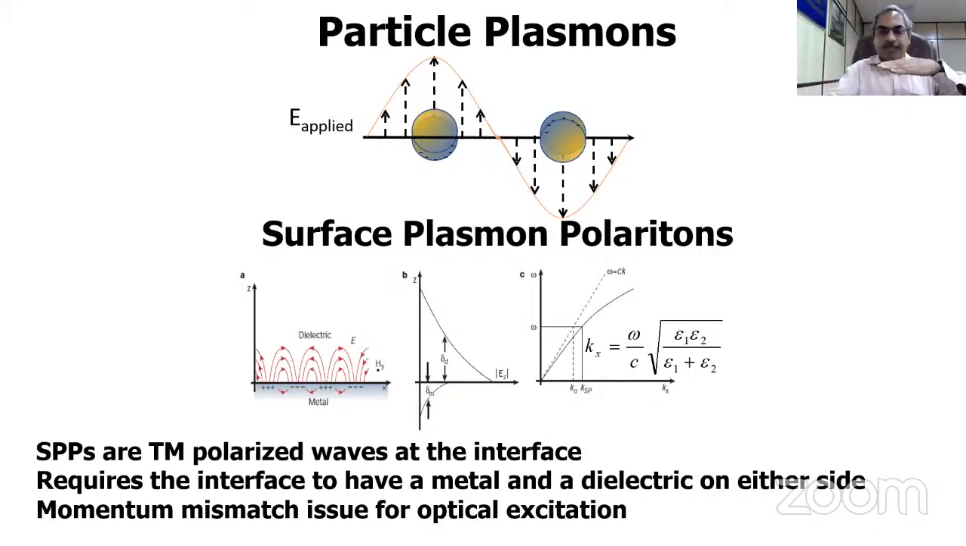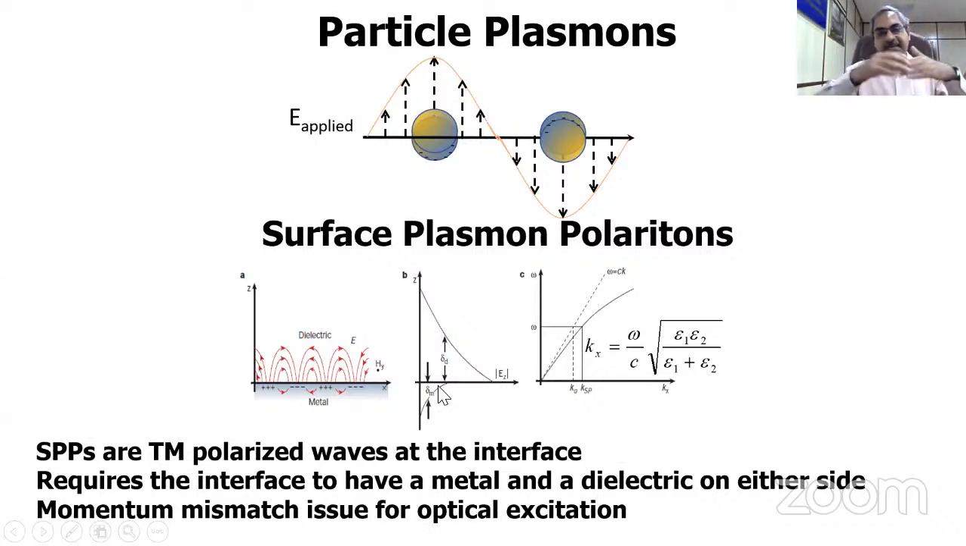One of the interesting properties of this is that the field which is localized at the interface will decay exponentially as we go away from the interface. That's what is shown as this exponential decay of the field on either side, into the metal at the bottom and into the dielectric on the top.